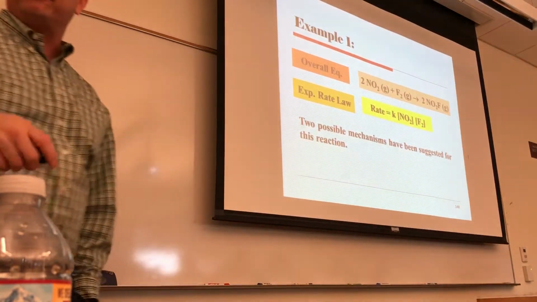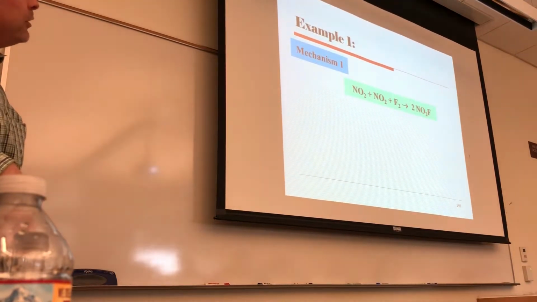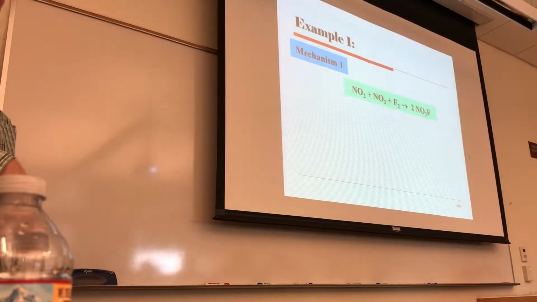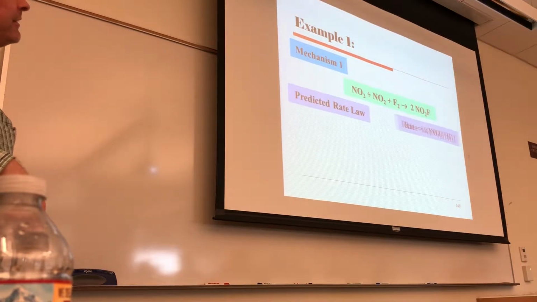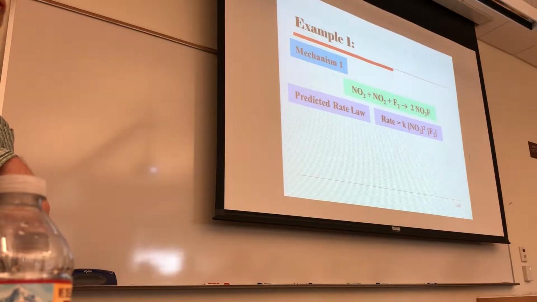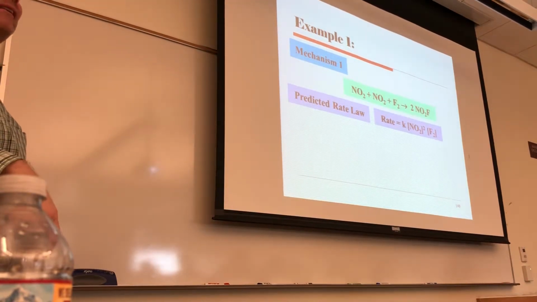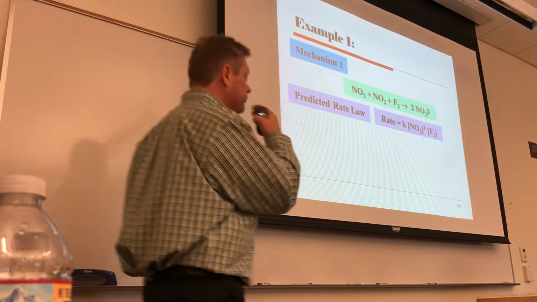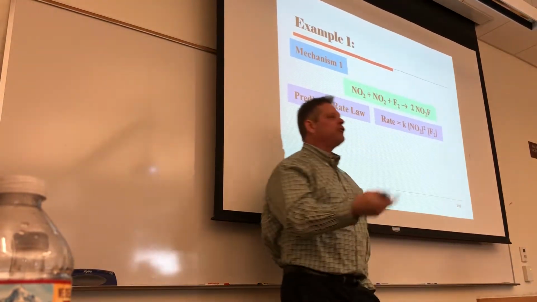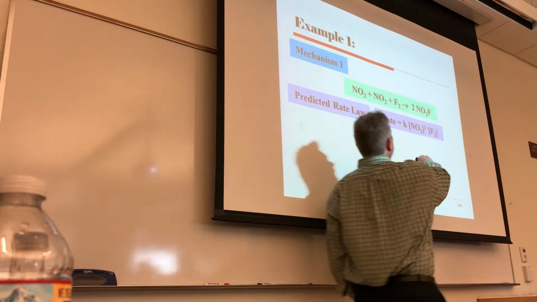There are 2 possible mechanisms that were suggested for this reaction. The first one is NO2 plus NO2 plus F2 gives me 2 NO2F, which is pretty much the same thing as what they just showed. That wouldn't work because the predicted rate law is this. They didn't do anything there other than separate the coefficient in front of the NO2. They're saying it's a straight mechanism, that it just goes straight that way. But you know that's wrong because it has the 2 here, and that doesn't match what the experimental data indicated as the rate law, which was 1 and 1.